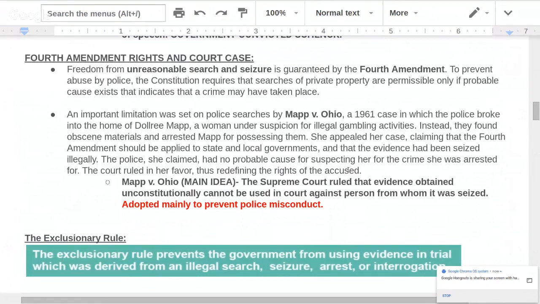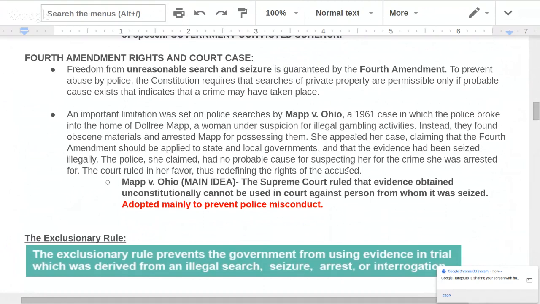This is a 1961 case in which the police broke into the home of Dolly Mapp, a woman under suspicion for illegal gambling activities. They instead found obscene materials and arrested Mapp for possessing them. She appealed her case, claiming that the Fourth Amendment should be applied to state and local governments and that the evidence had been seized illegally. The police, she claimed, had no probable cause for suspecting her of the crime she was arrested for, and the court ruled in her favor, thus redefining the rights of the accused.